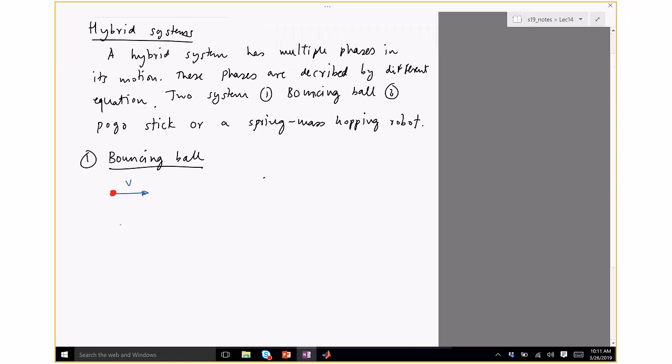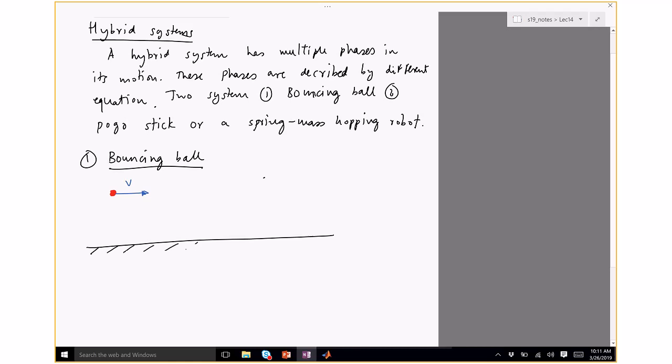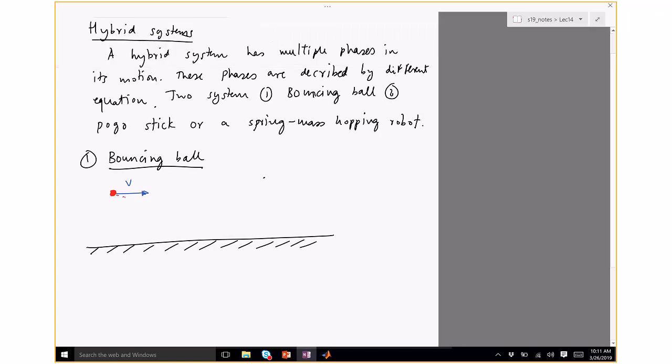Then the ball, let me draw the ground. So the ball is launched that way, it will follow a parabolic profile, hit the ground, bounce back up to a new height which is less than the original height, and then bounce again. Okay, so our goal is to model the system and then of course do a simulation for the system.